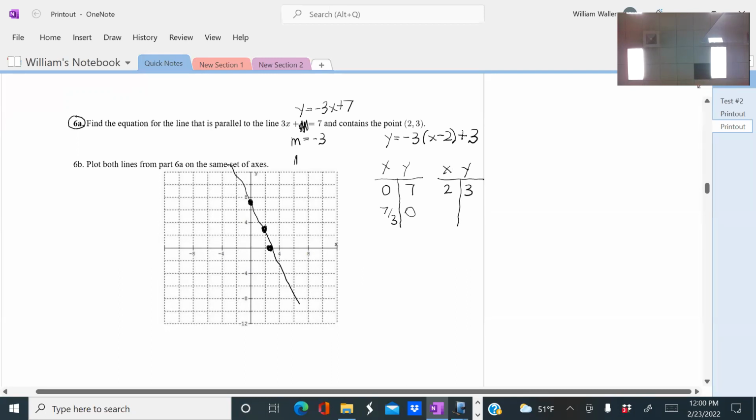How do you want to find that? Let x be 0. So if x is 0, what does that come out to be? 9? Oh, these lines are really close together, right? Oh, did I plot 2, 3 wrong? No, these lines have to be parallel, so I did something wrong because they cannot go through these 2 points, right? Because they won't be parallel.